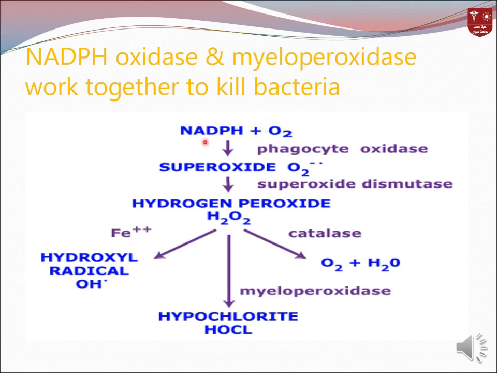By combination between NADPH and oxygen through phagocyte oxidase enzyme, which is NADPH oxidase, there will be liberation of superoxide free radical from oxygen. So by NADPH, oxygen can be converted to superoxide free radical, which kills the bacteria. This is the compound which kills the bacteria. So this is an oxygen dependent mechanism of killing bacteria through production of superoxide free radical.